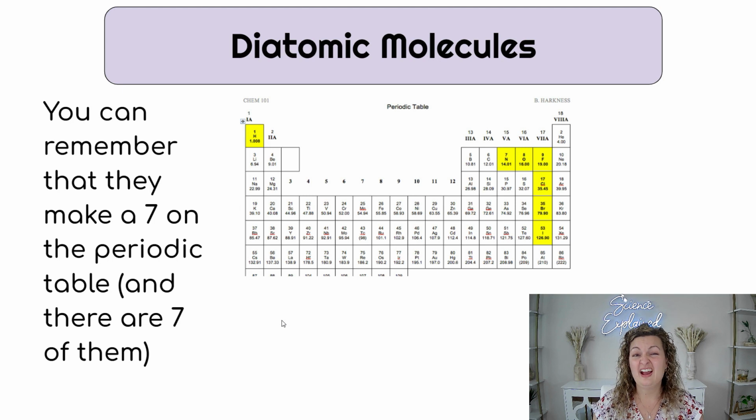So where are they at and how can you memorize these easily? If you look at the periodic table, there are 7 of them and they make a number 7 on the periodic table, plus hydrogen. Don't leave out hydrogen, right? All the way over here, he's not part of the number 7, but he is one of the 7. So don't leave him out.